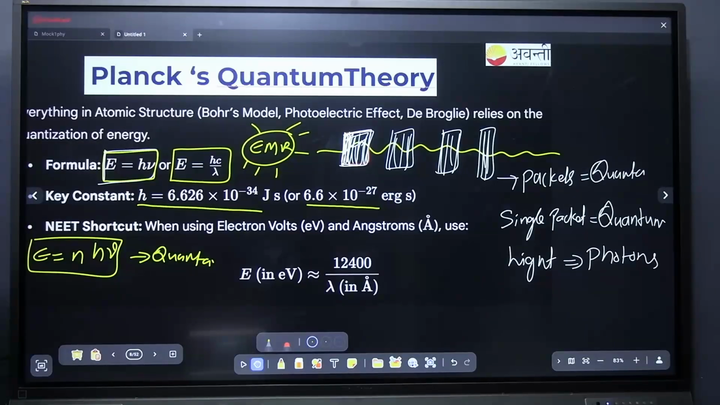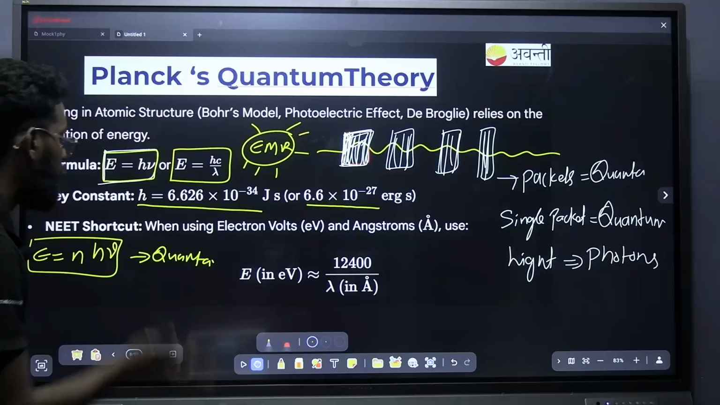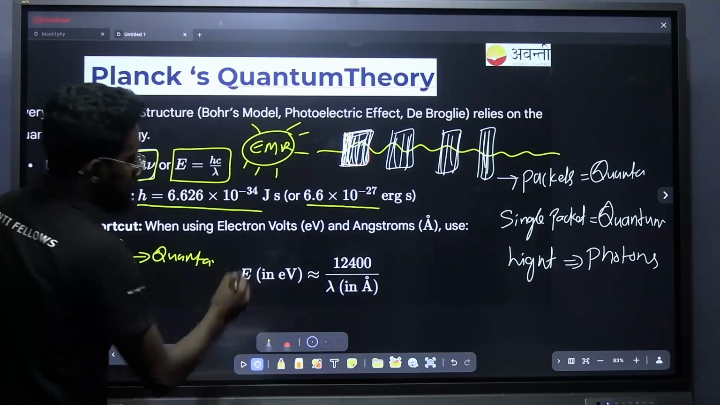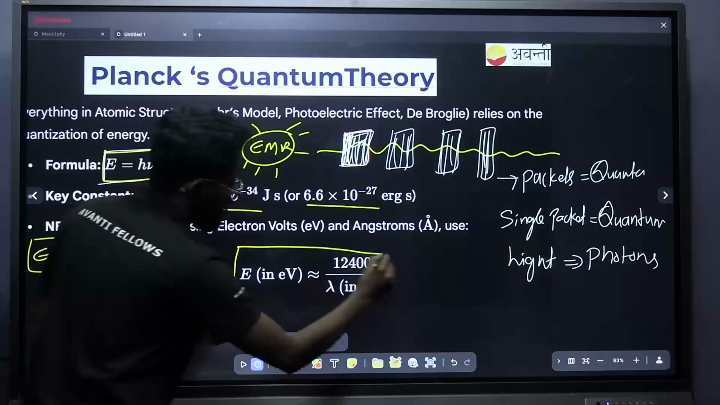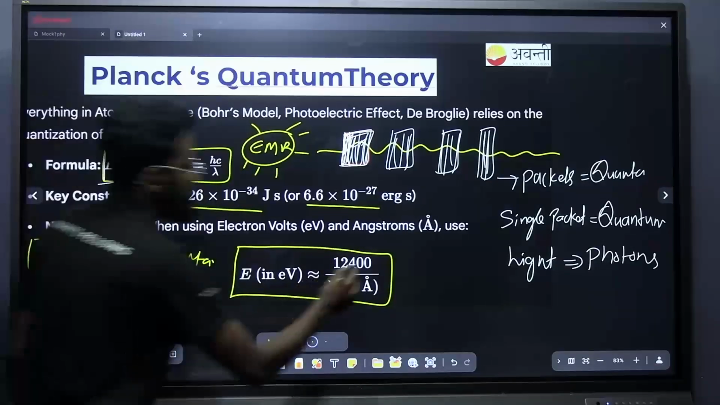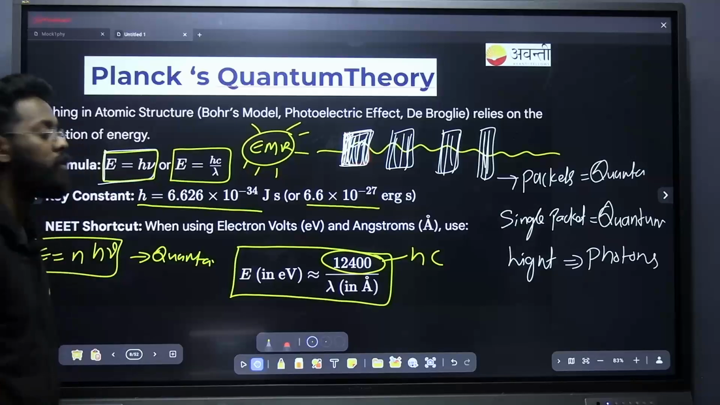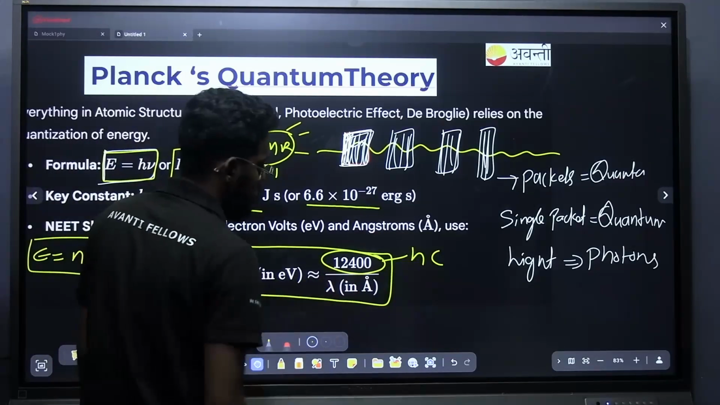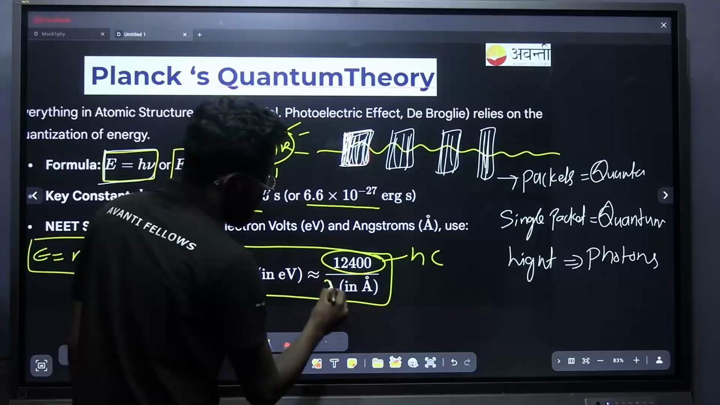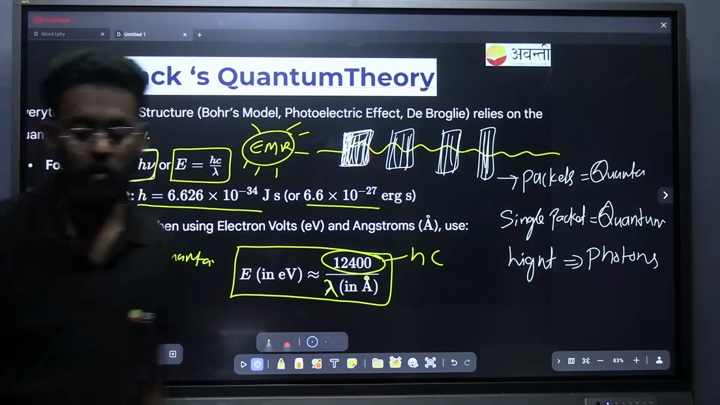Okay, now for doing the numerical calculations easier, if you are finding the energy in electron volt, instead of hc you can substitute the value 12400, and remember that lambda should be in angstrom. That is the one thing that you should remember here.